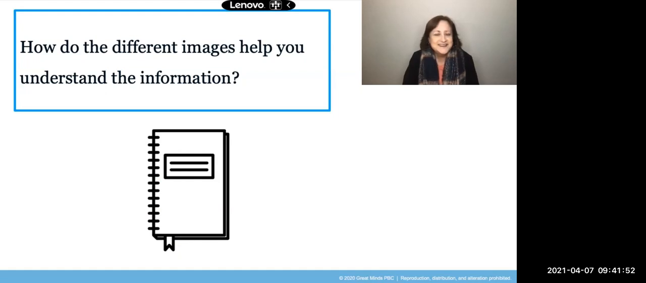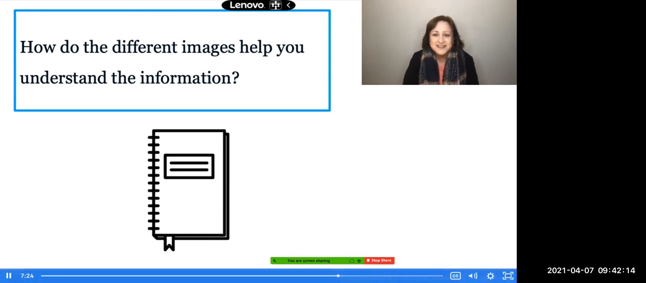You studied these images very carefully, and you did some pretty powerful thinking about how they can help you as a reader and as a researcher. I'd like you to answer this question in your journal. How do the different images help you understand the information? Pause here to work on this question.